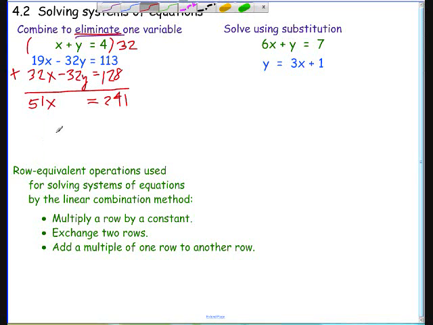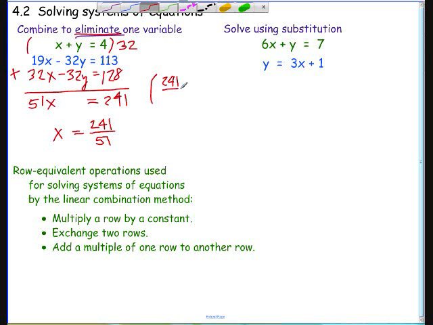Now, I don't really know how that simplifies. 241 divided by 51 is what my x is equal to. I'm thinking I wouldn't give a weird answer like that, would I? And then I would have to go on. I think I did. I think I did.